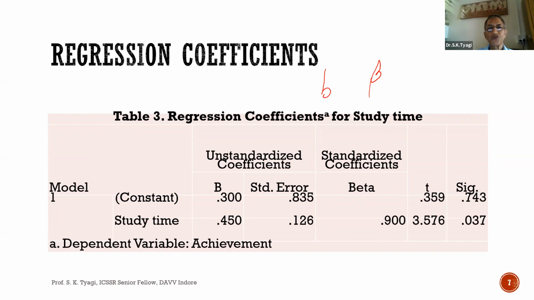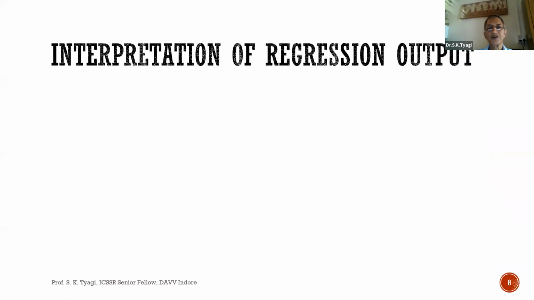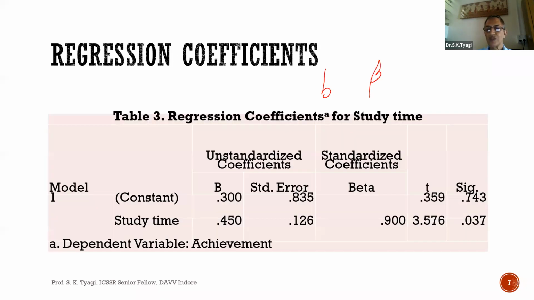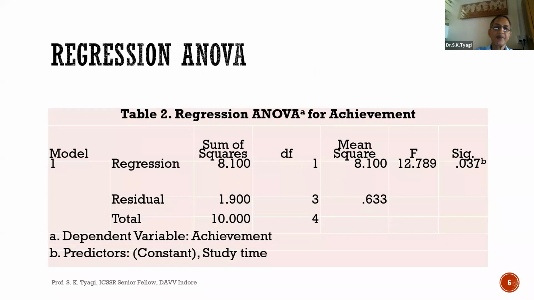Now we come to the interpretation part, interpretation of the output. Now we are referring to table 2, first ANOVA table. Table 2 shows that the value of regression ANOVA is significant at 0.05 level of significance. So first of all, we made the decision. We are beginning with this table. We compare it with alpha level. Alpha level is 0.05. Therefore, it is significant.